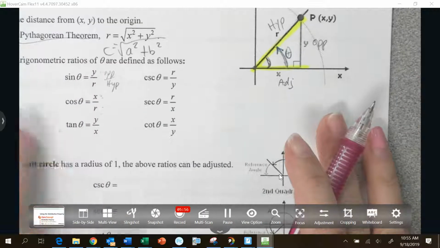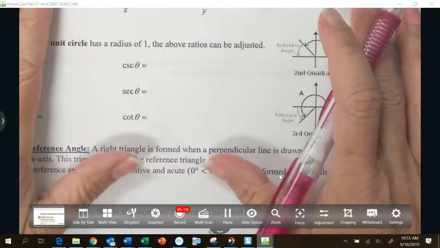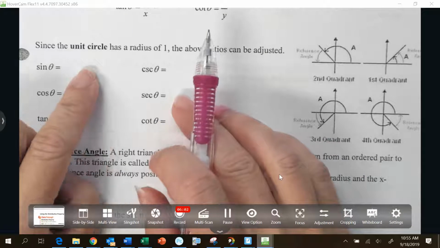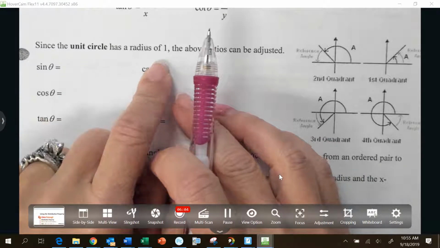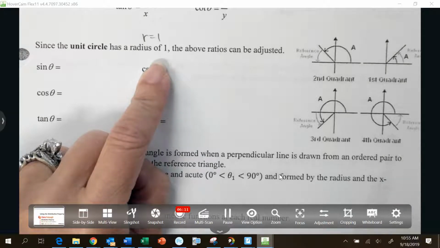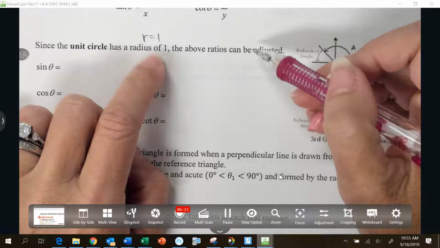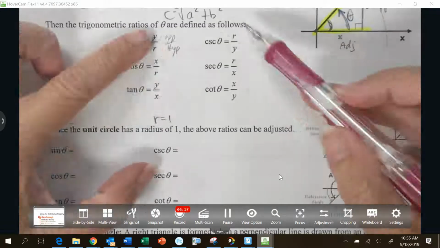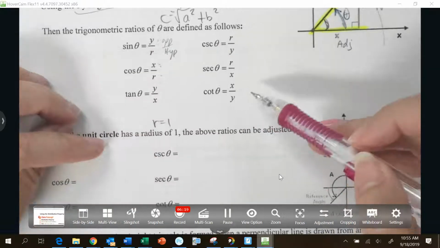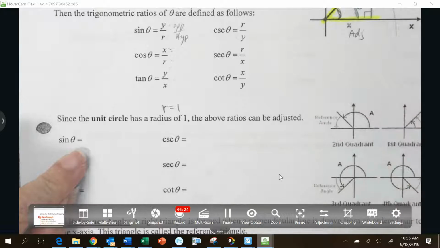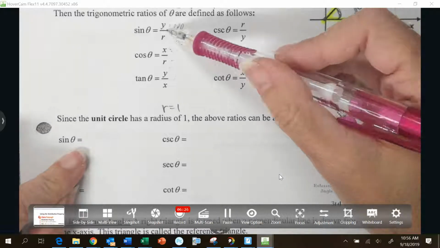If we have a unit circle, that means the radius is 1. It's called a unit circle because the radius is 1. We're going to adjust all the ratios from above. If the r is 1, look in every place where there is an r, we're going to make it 1. So sine is going to be what if r is 1?